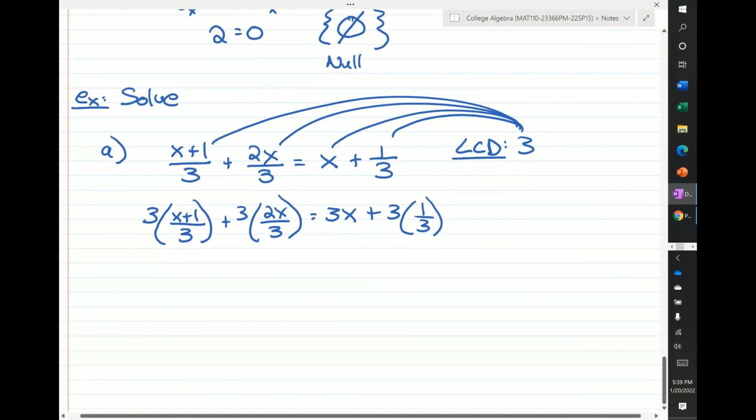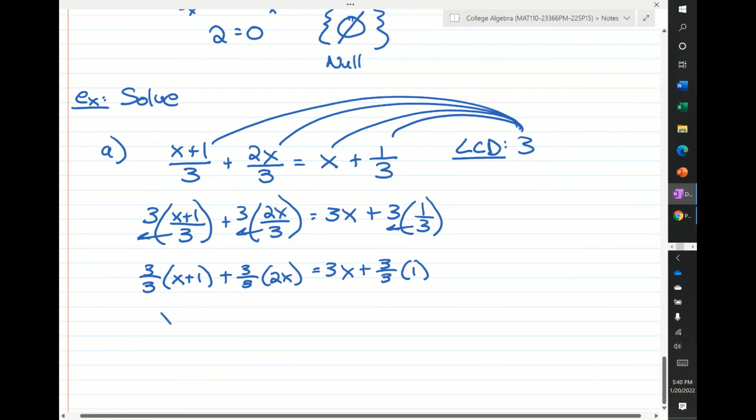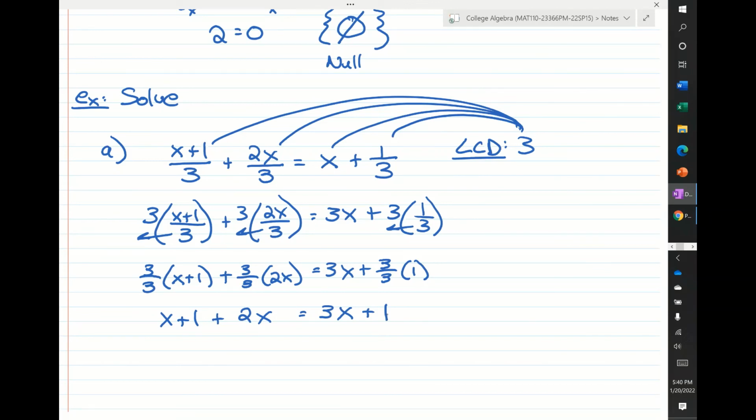When we multiply everything by 3, remember how I told you to do this? We could just bring the denominator on the outside. It's a little bit easier. So it would be 3 over 3 times x plus 1 plus 3 over 3 times 2x equal to 3x plus 3 over 3 times 1. And you're just left with x plus 1 plus 2x is equal to 3x plus 1. No more fractions to confuse us.